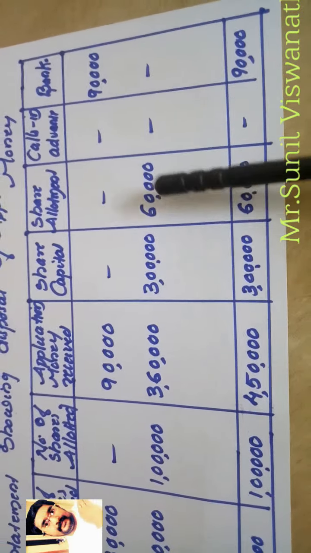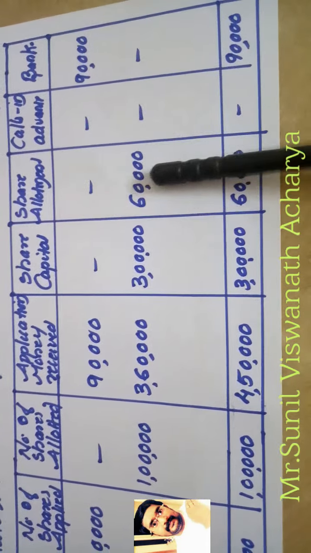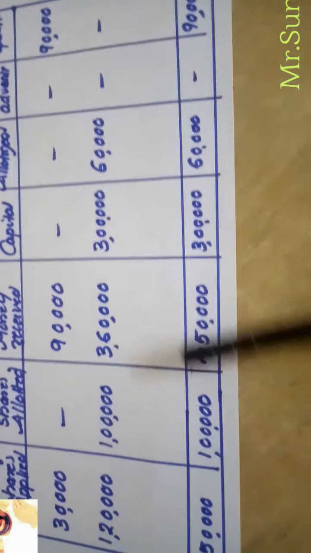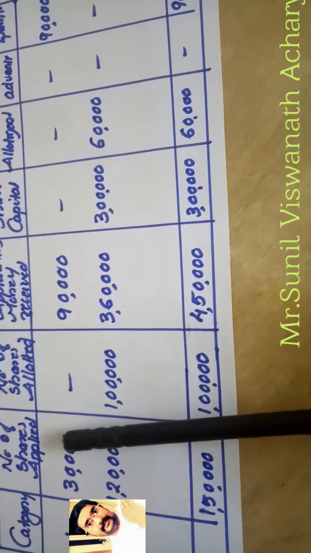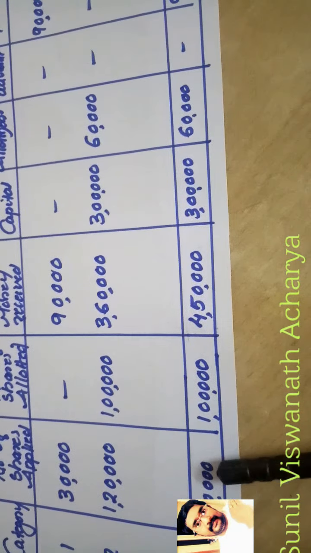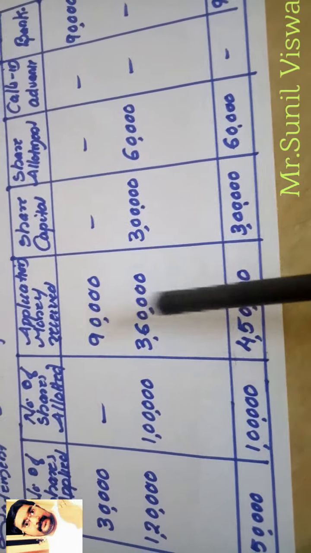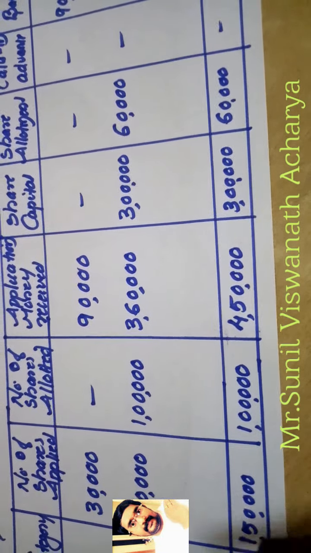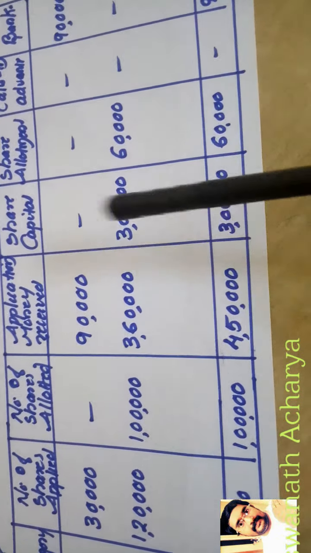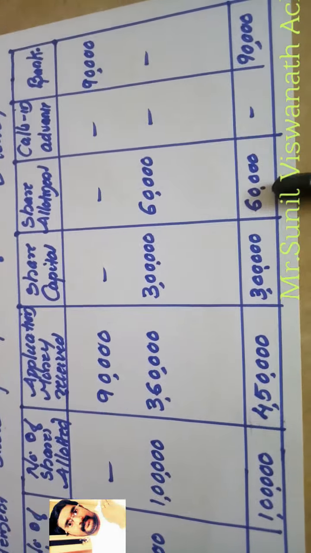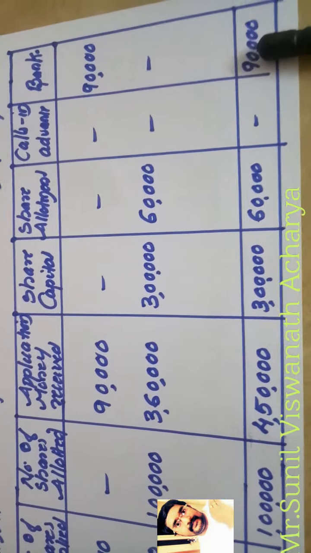We know for 1 lakh shares the allotment money is 6 rupees. So 1 lakh into 6 is 6 lakh. So the excess money is 60,000 only. So the complete 60,000 we can adjust to the second installment, allotment. Nothing is remaining. So when we add the number of shares applied, 1,50,000, allotted 1 lakh because the company has 1 lakh shares. Total application money received 4,50,000, that is 1,50,000 into 3. And share capital 1 lakh into 3, that is 3 lakhs. Excess money adjusted to allotment 60,000 and refunded is 90,000.